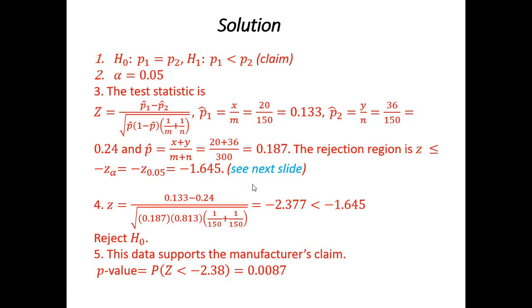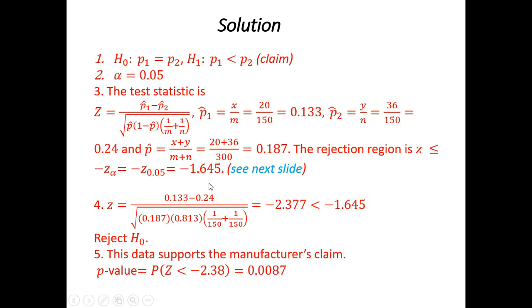Step 4, we work out the calculations by substituting into the formula. Some people may call this a z-test. So in this z-test, we have 0.133, that's the p1 hat, minus 0.24, that's the p2 hat, over the square root of the pooled proportion, 0.187 times 1 minus 0.187, which is 0.813. And then we have this term here, 1 over m plus 1 over n, 1 over 150 plus 1 over 150. So we figure out these two fractions, add them, multiply, then take the square root, and do the subtraction in the numerator. So this should work out to minus 2.377.